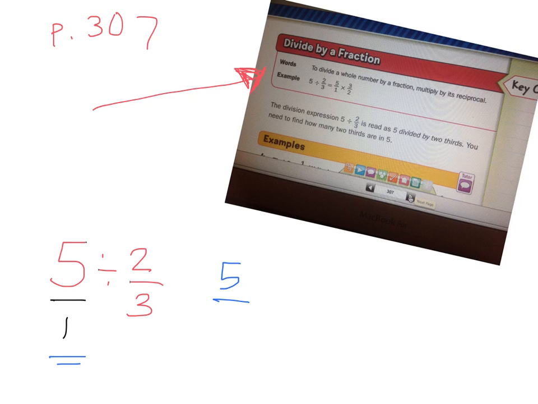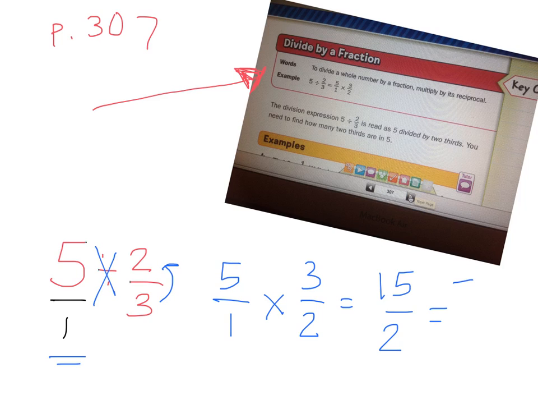So you have 5 over 1 stays. You can't divide. It becomes a multiplication problem. And you take the reciprocal, 3 over 2. What you are left with is 15 over 2 because you're just multiplying them, which, as you know, becomes 7.5. Because of that, you can't leave it in improper fractions, so that is that. Okay, let's try 1 or 2 more of those just to be sure that we've got it.